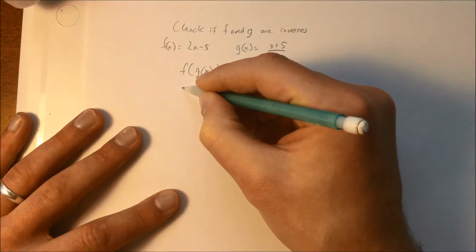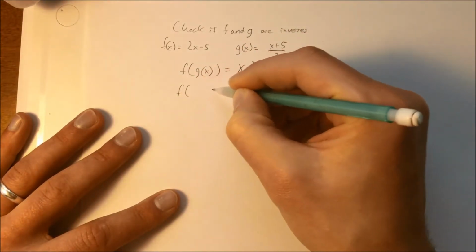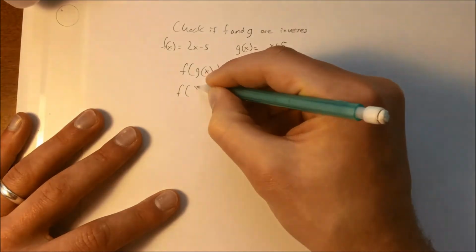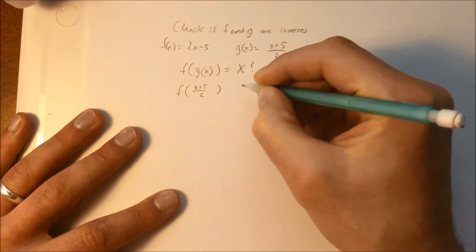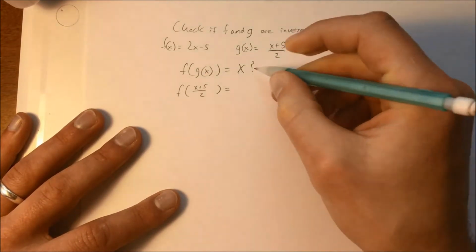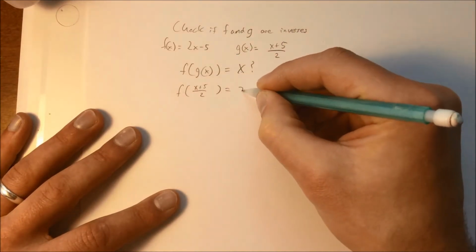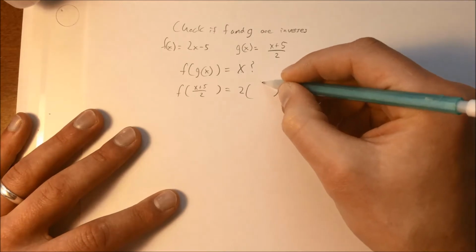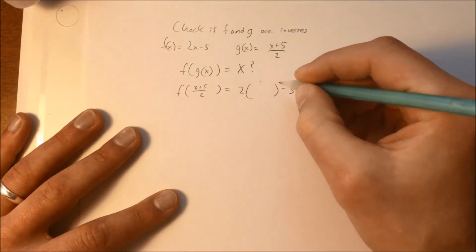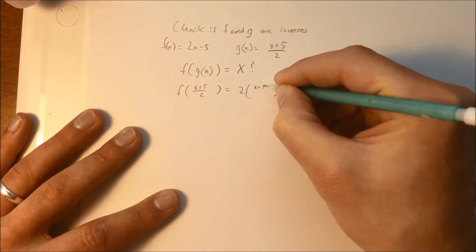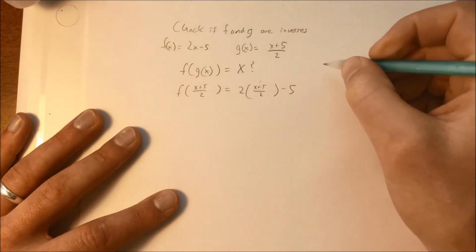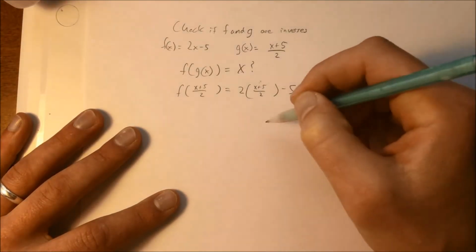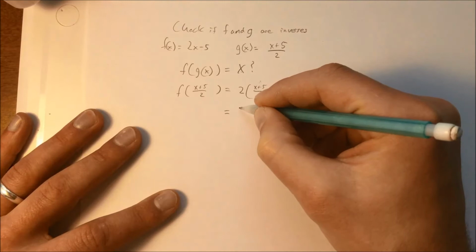So let's try it. F of, instead of g of x, I'm going to plug in x plus 5 all over 2. And if I plug in x plus 5 all over 2 into x, well, f of x is 2 times x minus 5. So I'm going to plug in x plus 5 all over 2. And if it gives me x, then we have a winner. Now let's try here.